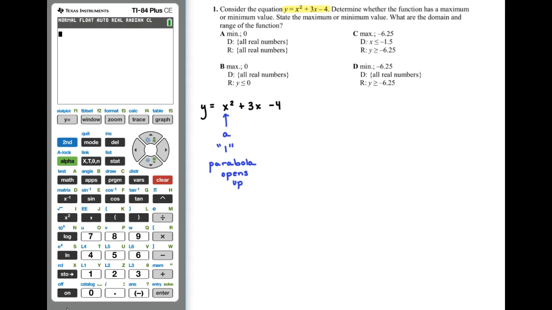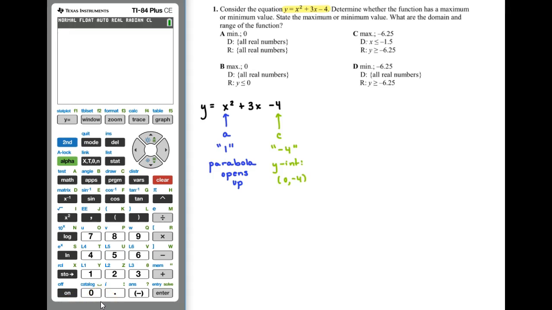Let's skip the middle term for now and go look at the third term, which is our c term. Our c term's value is negative 4, and this tells us very specifically that the y-intercept for this particular function is located at 0, negative 4. We know that the x value is 0 because at the y-intercept x is always 0.